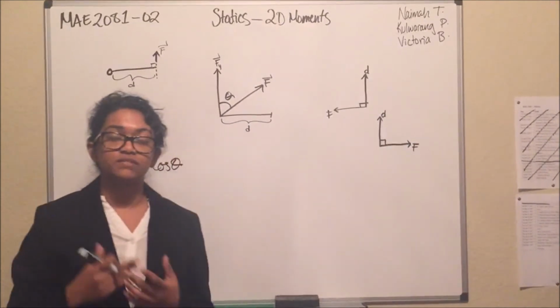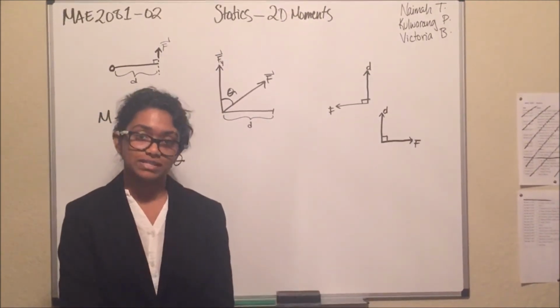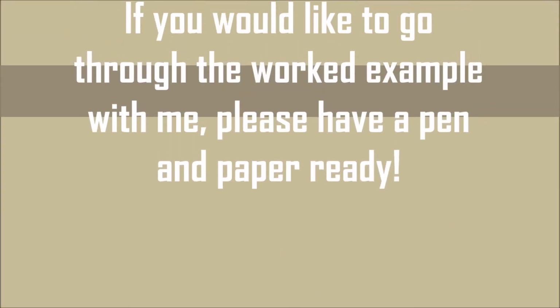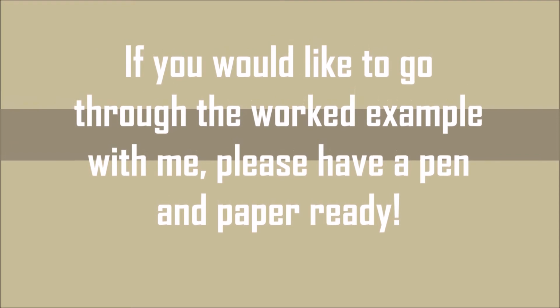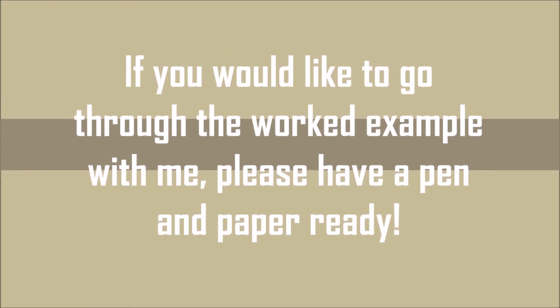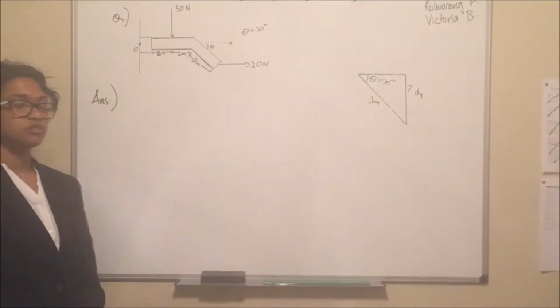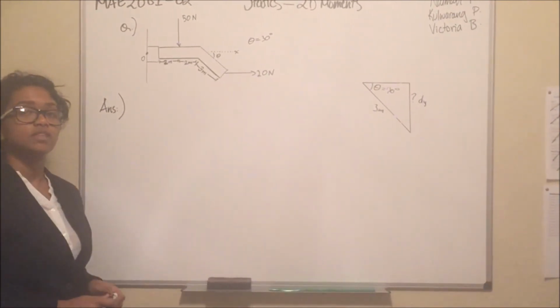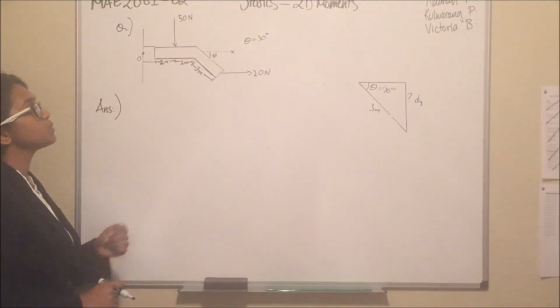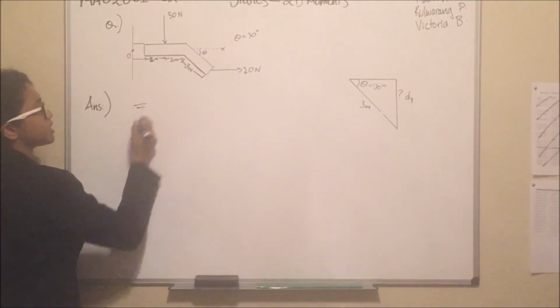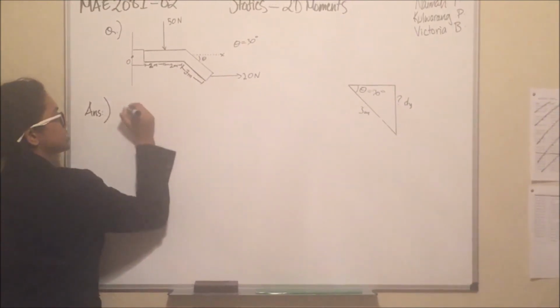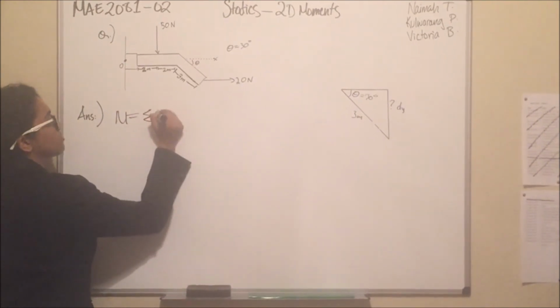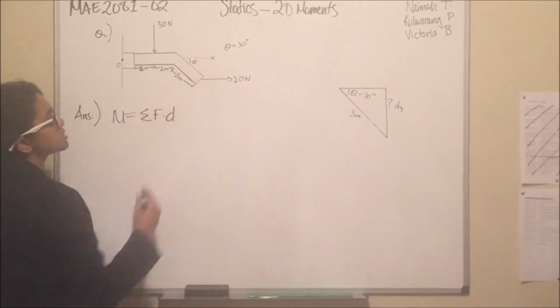Now, to make the concepts even clearer, we're going to go through a worked example. Now we're going to go through a worked solution where, if we are given this in a problem and we're asked to find the moments about O, the first thing we do is write down the base equation, which is moments equals the sum of all forces times the distance.